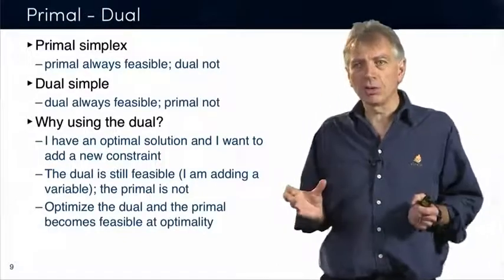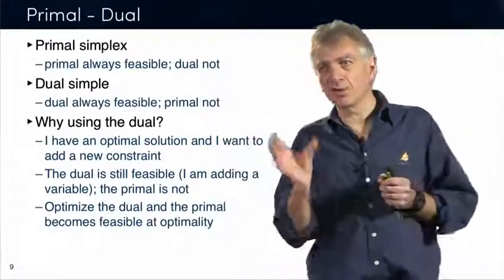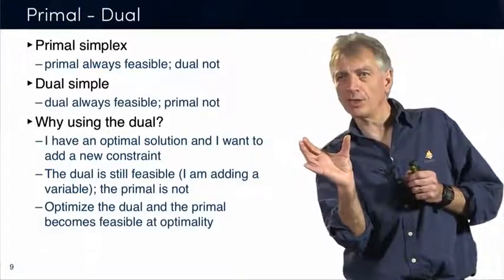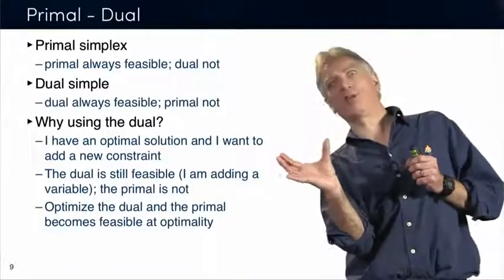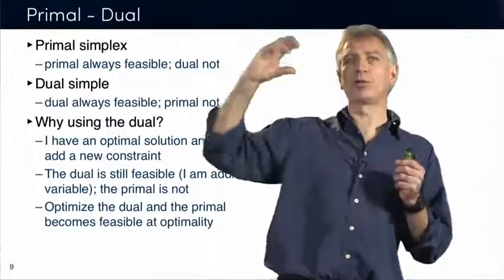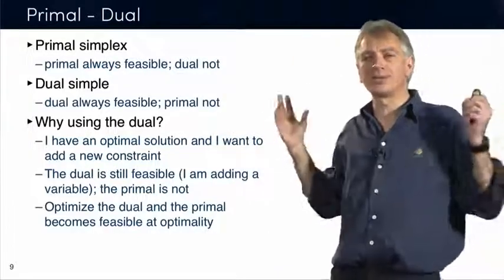Well, the dual is going to be feasible. Why? Because if you look at these constraints in the dual, what is it? You flip, and it's a variable. So if you add a variable to the dual, of course, the dual is still feasible.